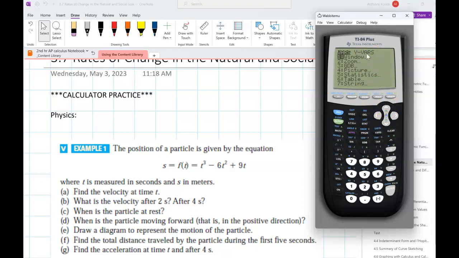Vars is short for variables. I want the y1 variable, so I go to the y variables here at the top. We're always going to be in function mode in this class, so I'm going to pick the y1. And then I tell it what value of x to plug in, like 2. And it does it.